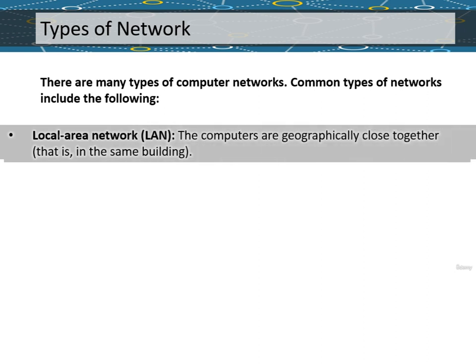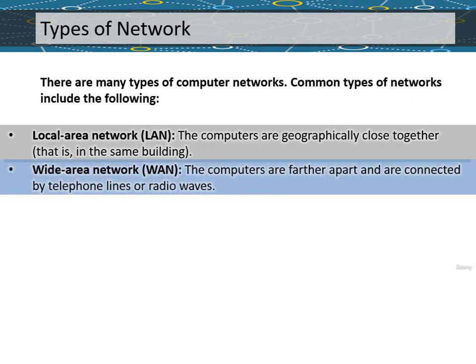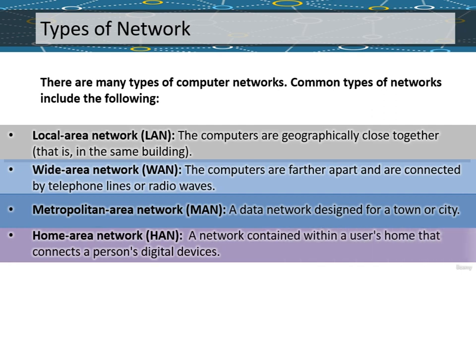Local area network, LAN. The computers are geographically close together, that is, in the same building. Wide area network, WAN. The computers are farther apart and are connected by telephone lines or radio waves. Metropolitan area network, MAN. A data network designed for a town or a city. Home area network, HAN. A network contained within a user's home that connects a person's digital devices.